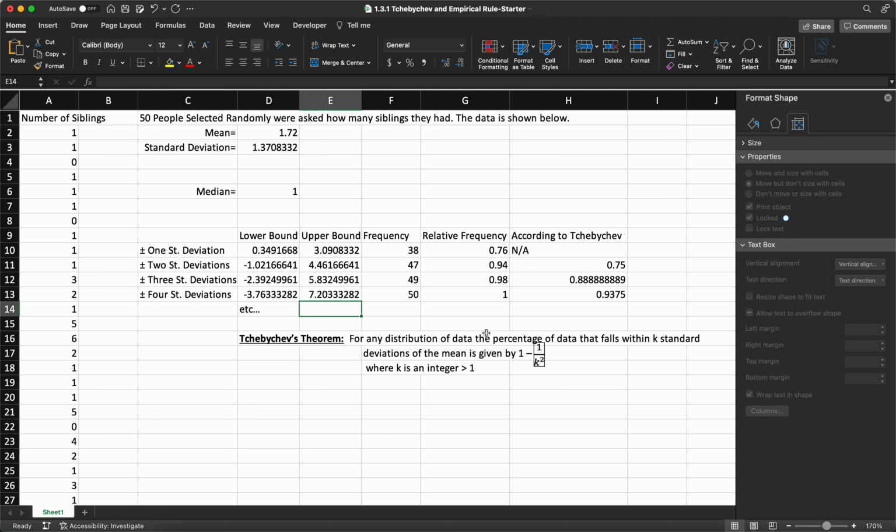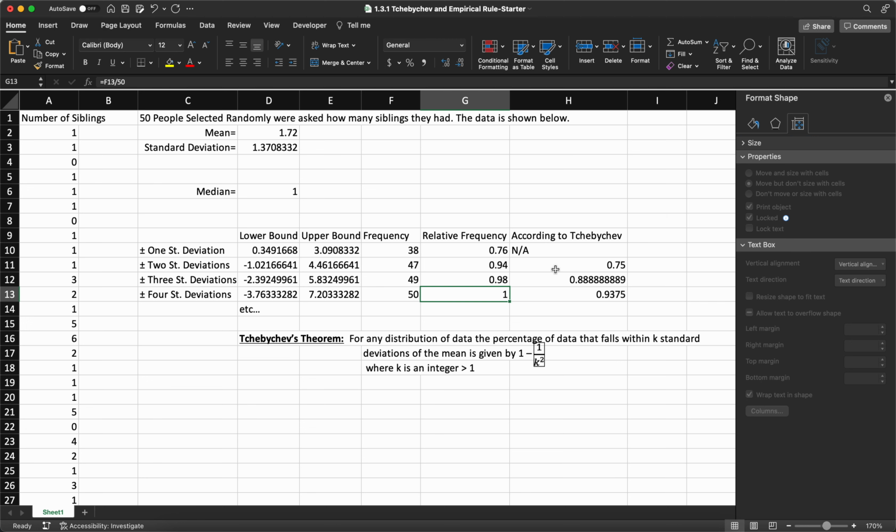And what we see is that Tchebychev guaranteed at least 75% of the data be within 2 standard deviations. We actually got 94%. Tchebychev guaranteed that at least 89% of our data was going to be within 3 standard deviations. Our data set actually had 98% of the data within 3 standard deviations. Tchebychev guaranteed 93.75% of our data was within 4 standard deviations, and 100% of our data was actually within 4 standard deviations.